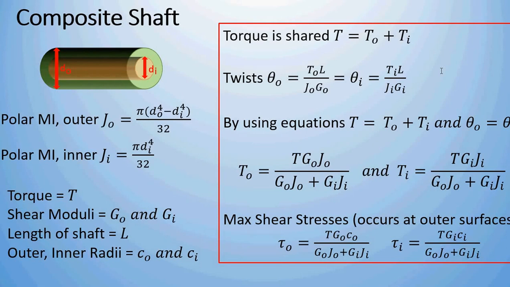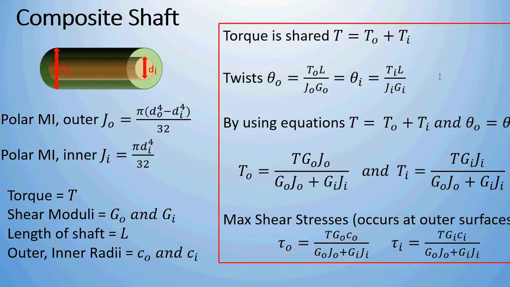So if the only thing you're concerned about is finding the amount of twist in the shaft, you could just calculate straight up, let's say, with the outer material, and that is how much the shaft is twisted. But you could also calculate the amount of twist of the inner material, and if you're getting a different value, you've gone wrong somewhere, and you can go and check your work.